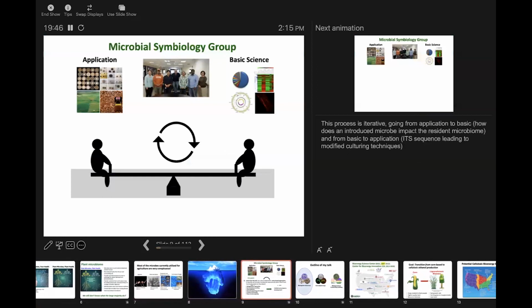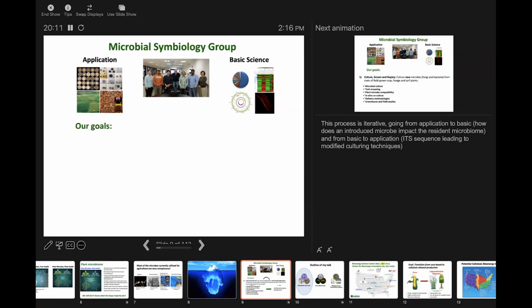This is my group, Microbial Symbiology Group. This is the iteration that I had at the Noble Research Institute. And what we do, what I think we uniquely do, is we try to balance application and basic science. Okay? At the end of the day, if I can't use a microbe, I'm not interested in it. And I'll show you that.